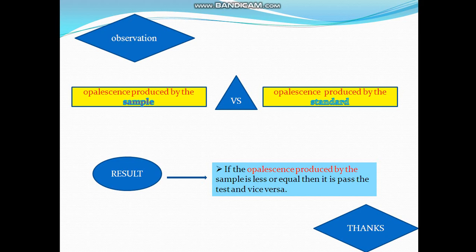So in this topic, what did we get? First thing we got, what is the basis of sulfate limit test? The basis of sulfate limit test is reaction between soluble sulfate with barium chloride, which forms barium sulfate, which is sparingly soluble in water. Therefore, it produces an opalescence. By comparing the opalescence of sample with standard, we can determine whether the sample passes or fails the limit test.